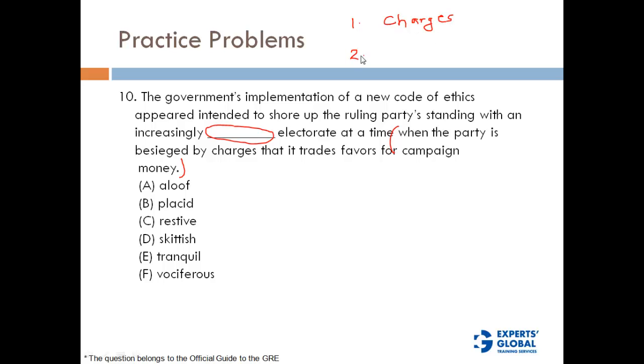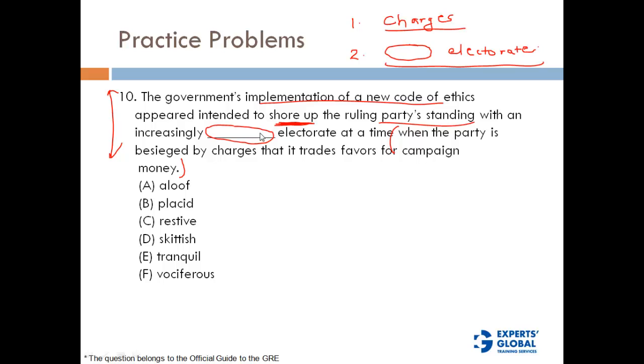Okay. Second thing, that is why the party is trying to implement a new code of ethics, and it is trying to shore up, that means increase, the ruling party standing with an increasingly dash electorate, right? So both these ideas are similar. One is a situation, the other one is what the government is trying to do to control the situation.